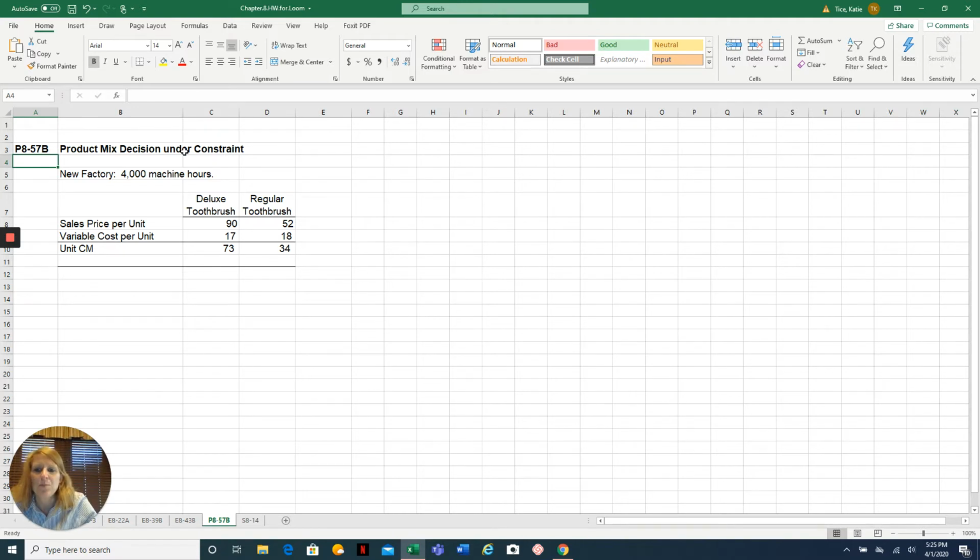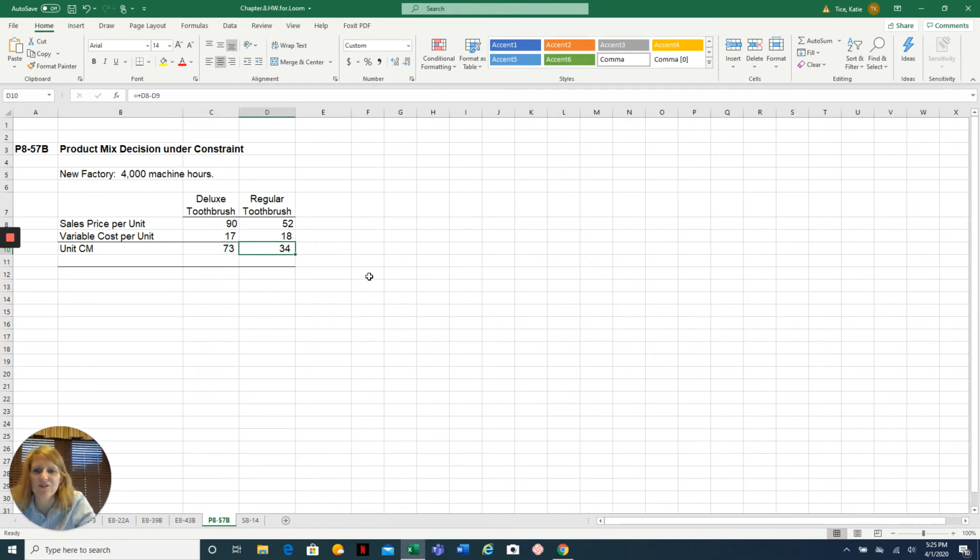So you'll notice that the product mix that this company has is they sell deluxe toothbrushes and they sell regular toothbrushes. And you'll notice the first thing that you would do in the product mix problems, just like in chapter 7, would be to come up with the unit contribution margin. So the deluxe, that is a lot of money for a toothbrush, $90. That must be quite a toothbrush. But the variable cost is $17, so the unit contribution margin is $73.